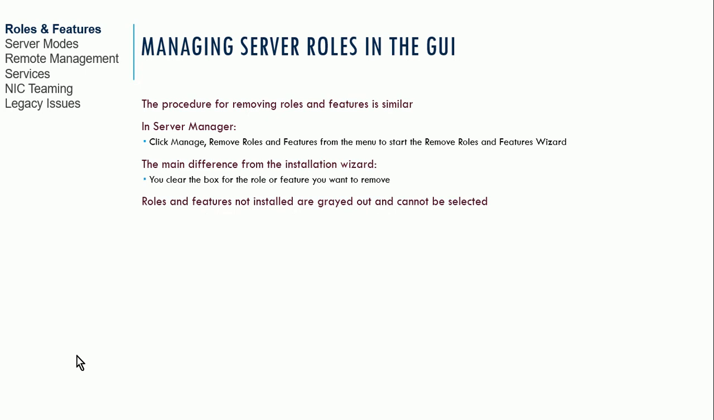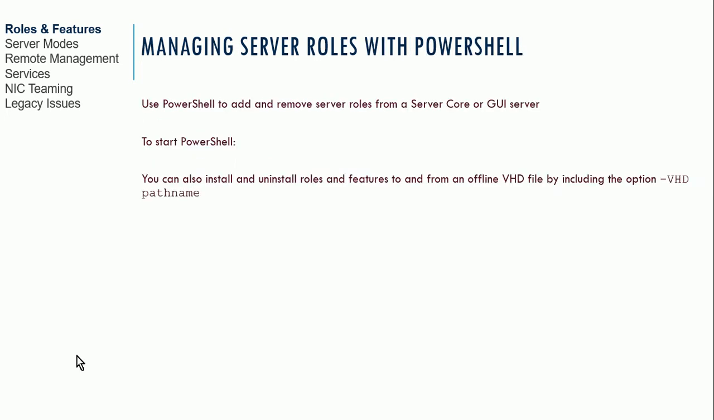The main difference from the installation wizard is that you clear the box for the role or feature that you want to remove, if you're trying to remove roles and features. You can also install server roles with PowerShell. So use PowerShell to add and remove server roles from a Server Core or GUI server. This is if you don't want to use the Server Manager.